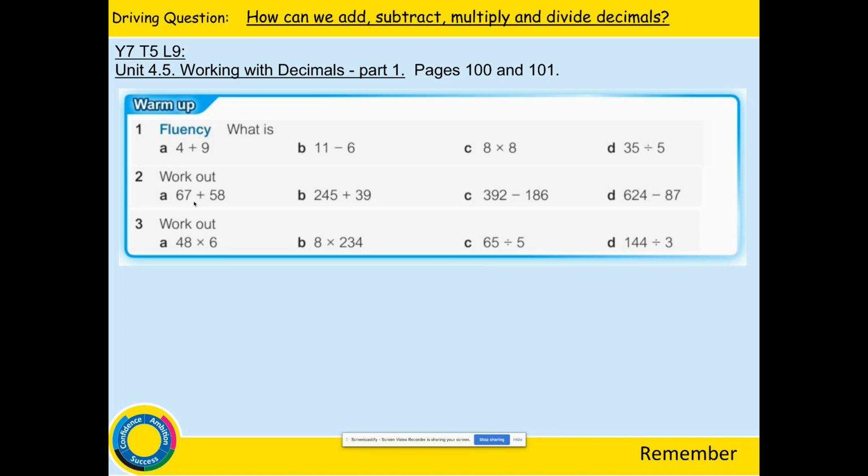Term 5, Lesson 9, Working with Decimals, Part 1, which you could find on pages 100 and 101 of the textbook. Your warm-up task is just to practice addition, subtraction, multiplication and division, which you'll need for later on in the lesson. Press pause on the video and then press play when you're ready to go through the answers.